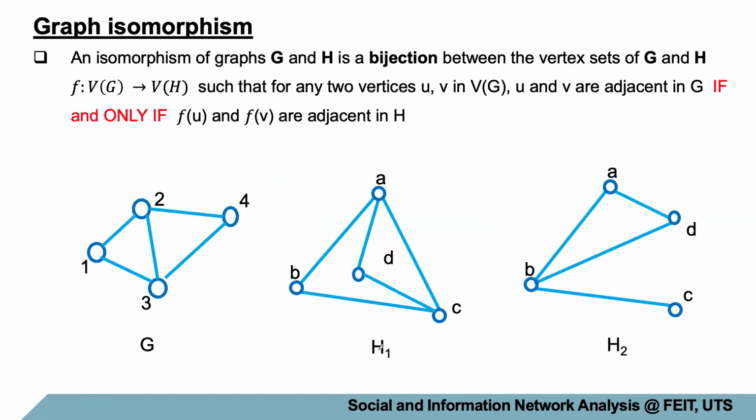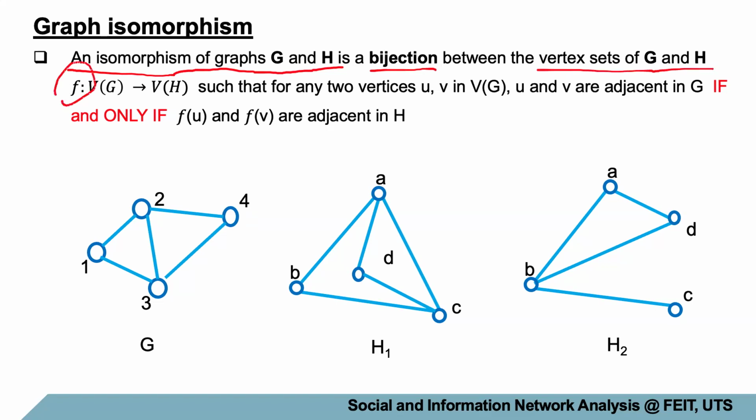That's the density of a graph. Also in graph theory, an important problem we study is called graph isomorphism. That's to detect if two graphs are the same topologically. So we define it like this. Isomorphism of graphs G and H is a bijection between the vertices of G and H.